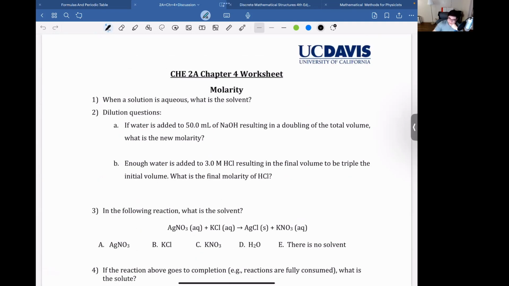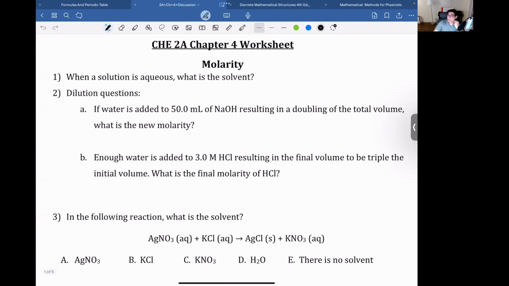All right. So number one, it says when a solution is aqueous, what is the solvent? So when something is an aqueous solution, or it's in aqueous phase, the solvent is water. So if you see aqueous, assume it's dissolved in water.